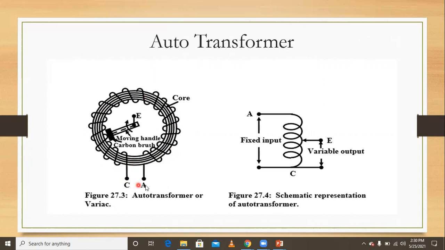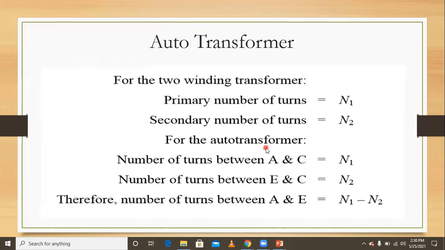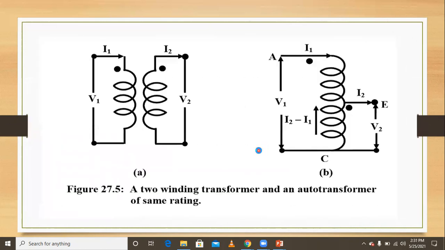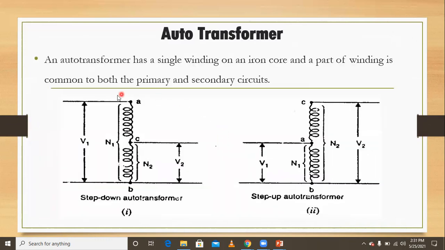Part of the winding is considered the primary, and the remaining part, between E and C, is called the secondary, and A and C is called the primary. So an autotransformer has a single winding and an iron core, and part of the winding is common to both primary and secondary windings. Here, this is called a step-down autotransformer.